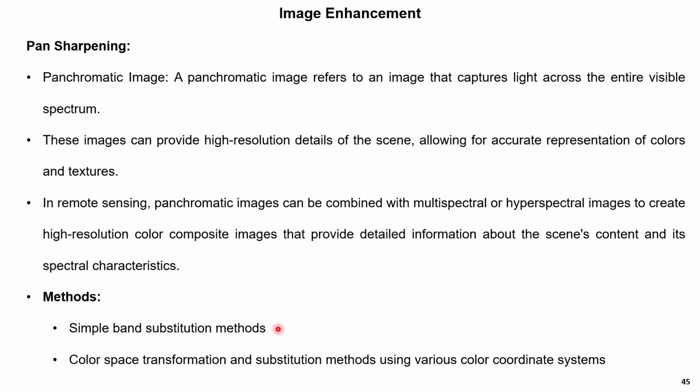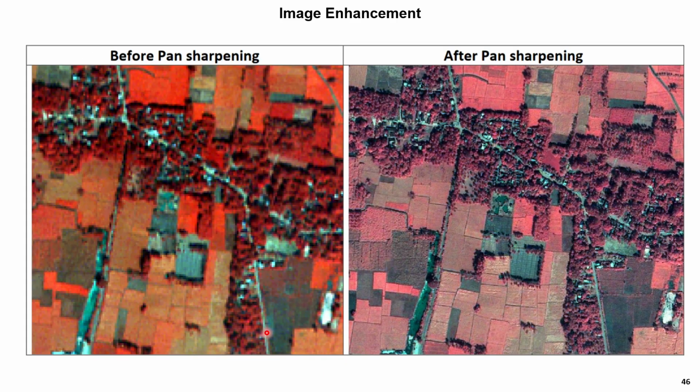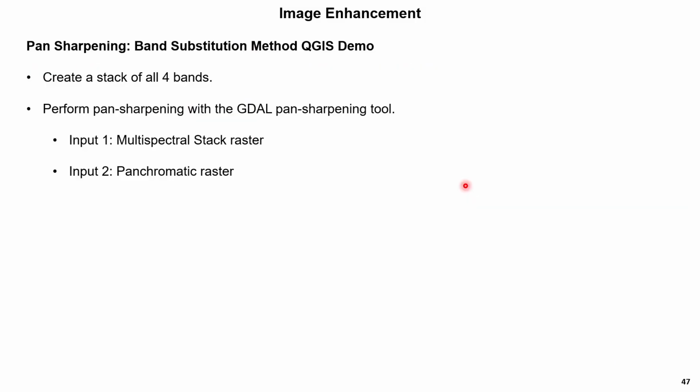And we have one method which I will demonstrate now. It is the simple band substitution method, and we have one more method which I am not going into detail because it will be too much for you to understand now. So I am going to describe the simple band substitution method. This is one of the outputs. This is before pan sharpening and this is after pan sharpening. You can see the drastic difference by fusing the images. This is how we enhance the sharpness of the image by making use of the panchromatic band.